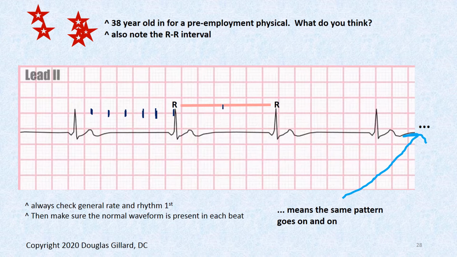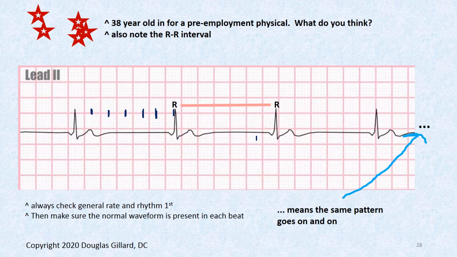Also note the RR interval between these two peaks of the R wave should always be the same. It's a little harder to eyeball when the heart's going really slow, but it's really important in picking out PACs, premature atrial contractions. When you see this dot right here, that means this exact same pattern goes on and on and on. So this is just a bradycardia. Now let's look at our waveforms.